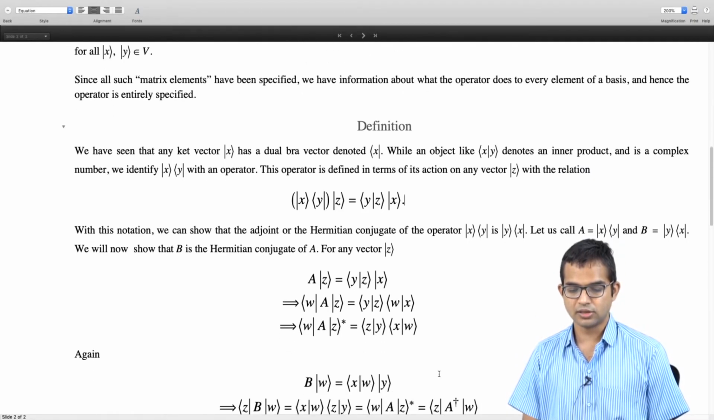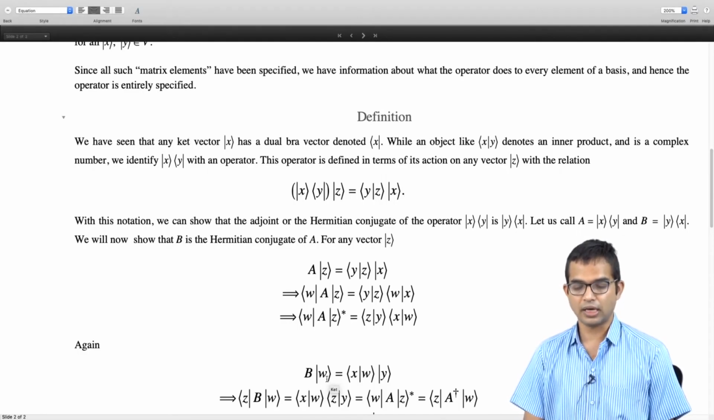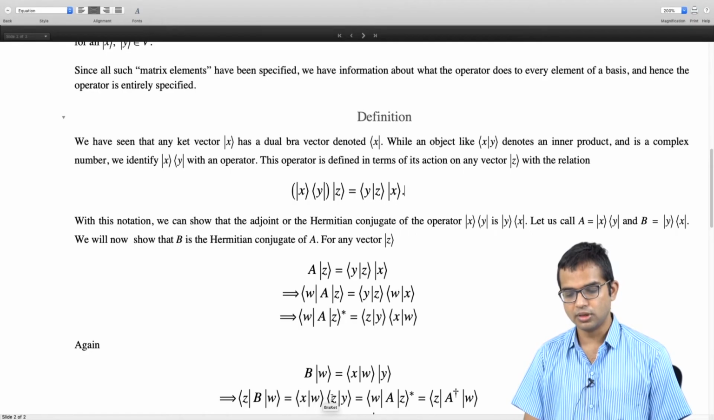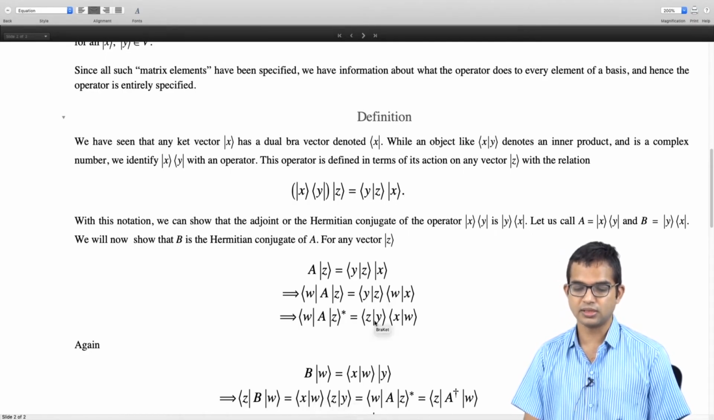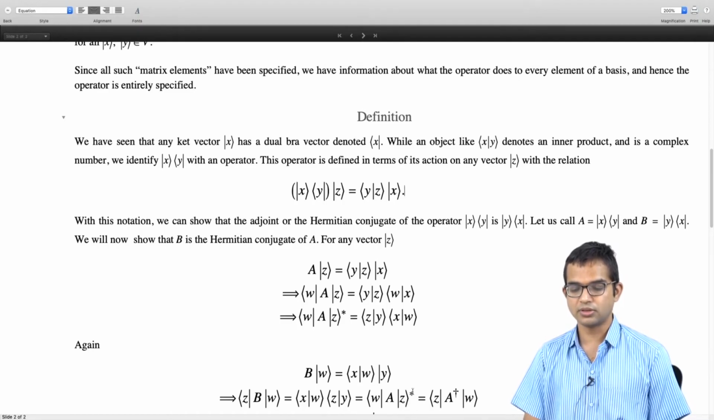So again, let's look at what happens if you operate with B on this arbitrary vector w. Using the definition we get ⟨x|w⟩ times y. And now if we take the inner product from the left-hand side with z, we have ⟨z|B|w⟩ equal to this complex number ⟨x|w⟩ times ⟨z|y⟩. We see it's just the product of these two complex numbers, which is the same as the complex conjugate of this matrix element ⟨w|A|z⟩. But what is the complex conjugate of this matrix element? We have seen that this is nothing but the matrix element ⟨z|A†|w⟩ of the adjoint operator, right?